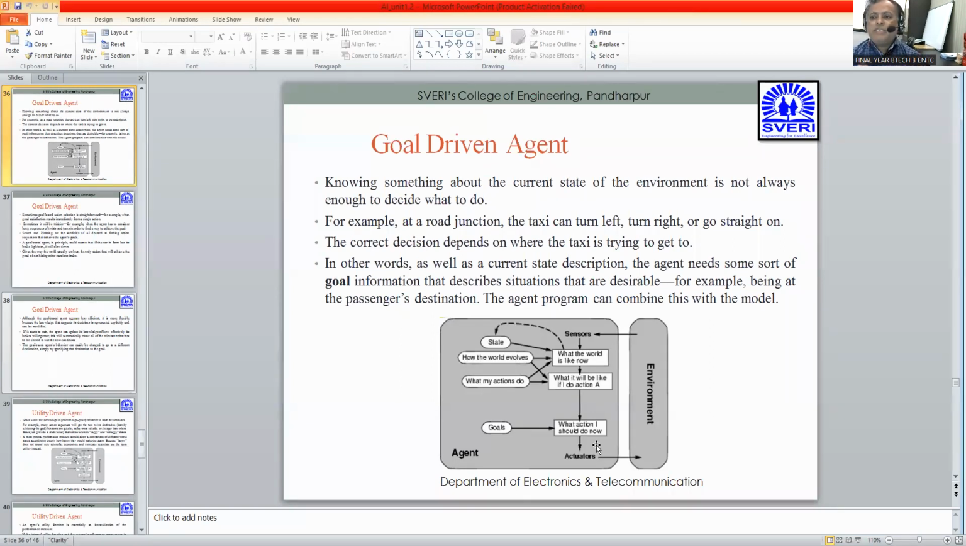Going left, going right, going straight will not by itself decide anything, but the correct decision will depend on where the taxi is going to go and what the destination of the taxi is. Similarly, knowing the current state, whether the taxi is turning left, turning right, or going straight on, is not going to help. That is not enough to take any kind of decision. Where the taxi is going, or what its destination is, will help you know what kind of decision is to be taken. So that is what the difference is about.